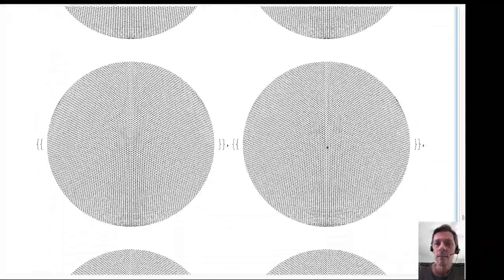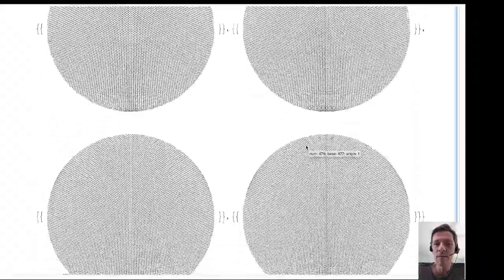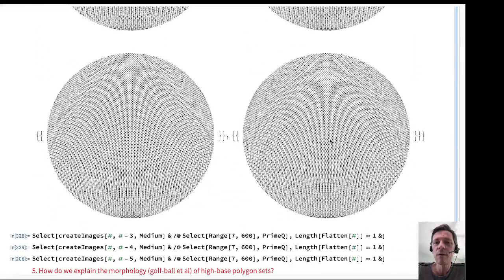But these are still polygons, right? The last one in this list, I don't know where I'm stopping, has 598 edges. This is the denominator 599 in base 597. So n and n minus 2 makes these golf balls.